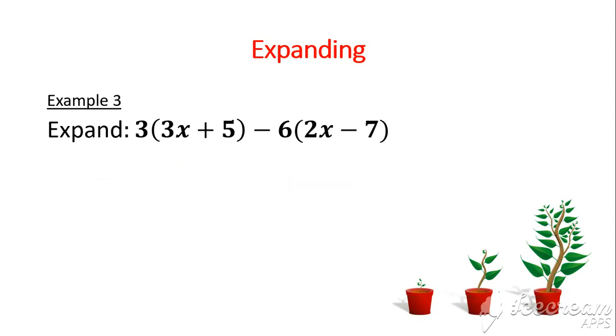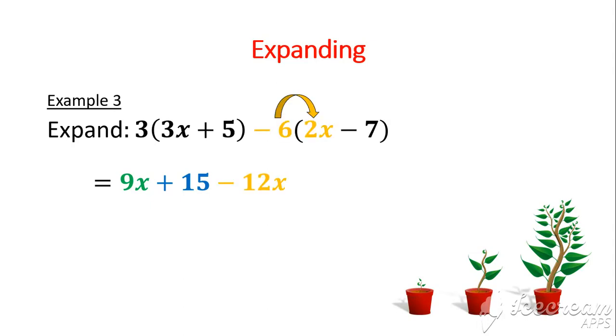Right, our third example. Let's expand this function and then simplify it. 3 times 3x plus 5 subtract 6 times 2x minus 7. So let's start. 3 times 3x is 9x. 3 times this positive 5 makes positive 15, so we'll write down plus 15.